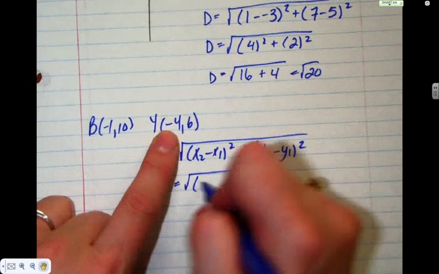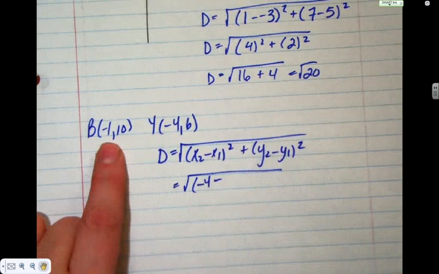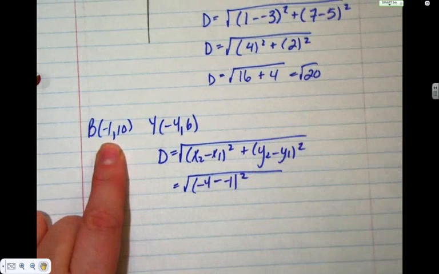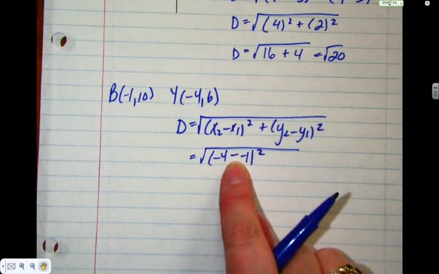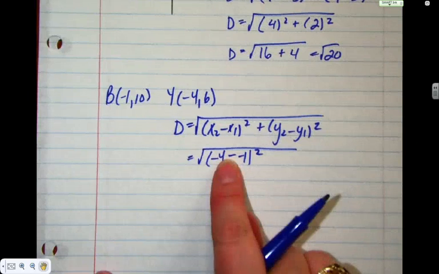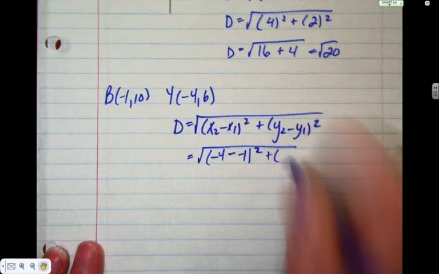x2 is the second x, so I'm going to grab negative 4, minus x1, which is negative 1. Why did I end up with a double negative here? Because there's a negative in the formula, and x1 is negative. So just be aware of those double negatives.